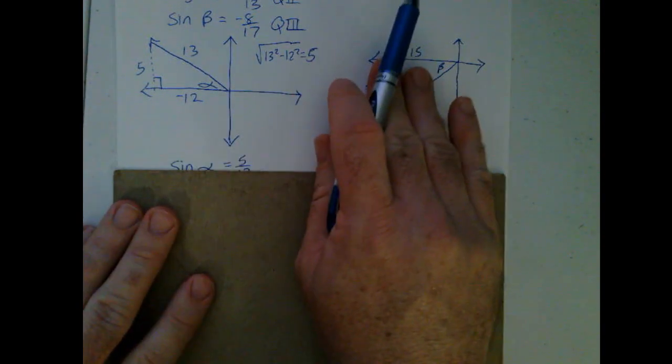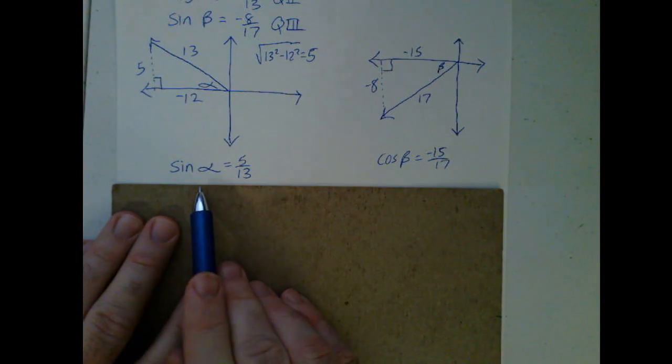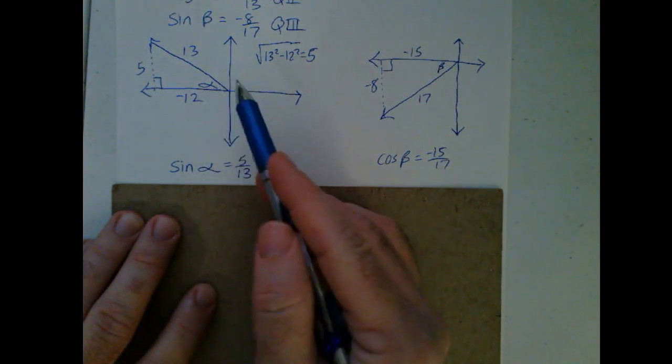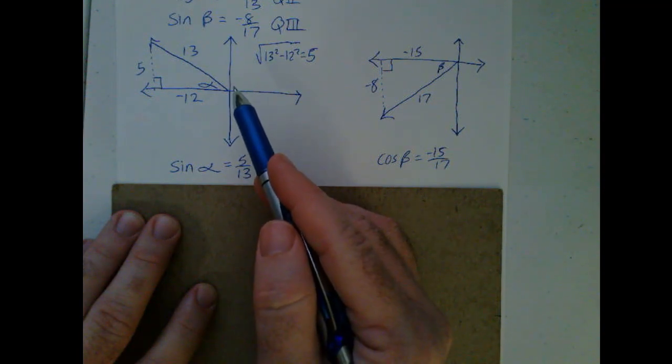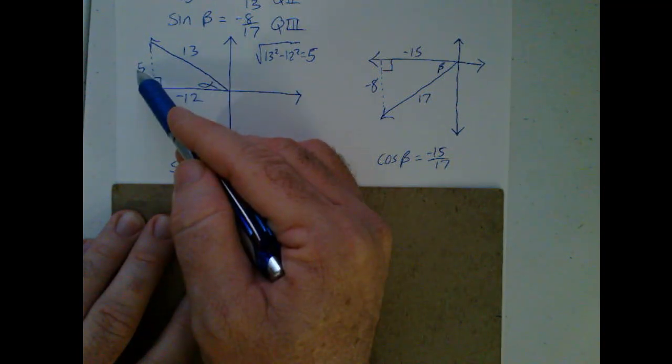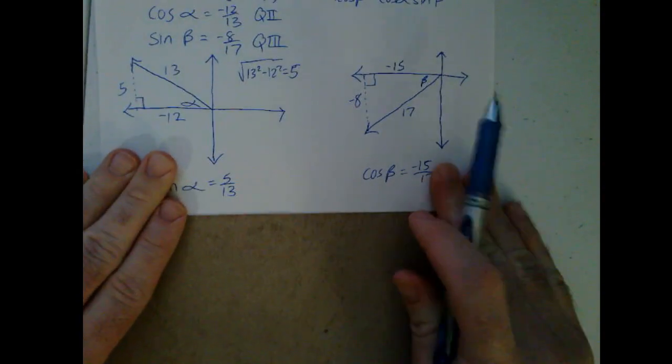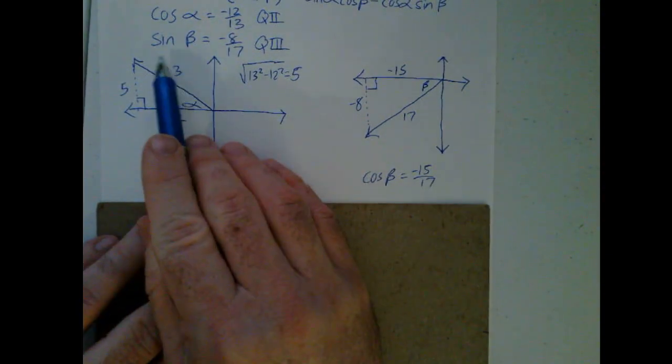Alright, so then what we want to know from this part is the sine of alpha. So the sine of alpha is going to be 5 over 13, because the sine of alpha equals the opposite, which is 5 over 13. Then we come over here and worry about the sine of beta.